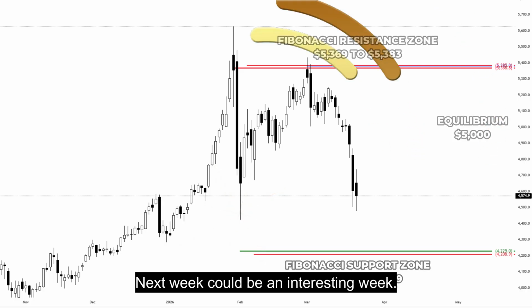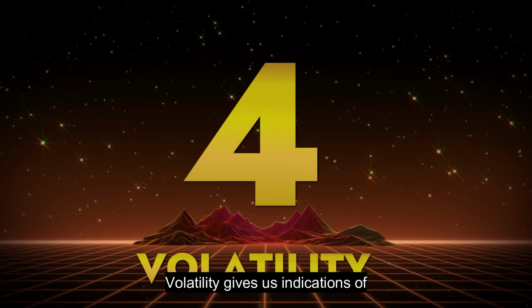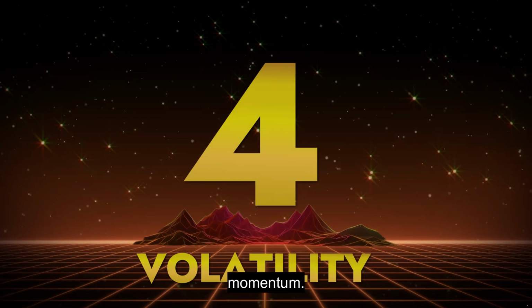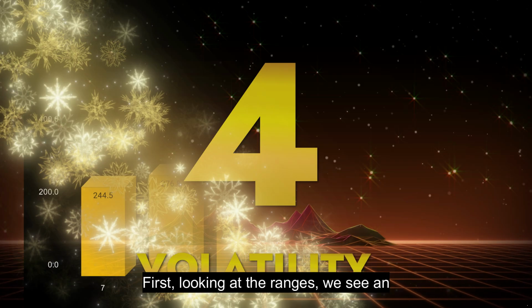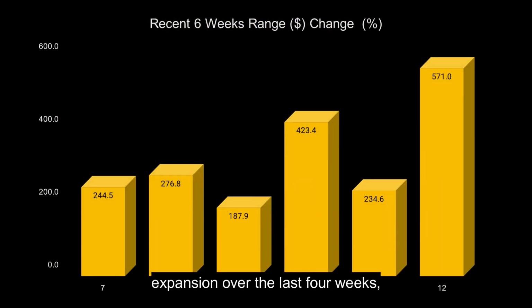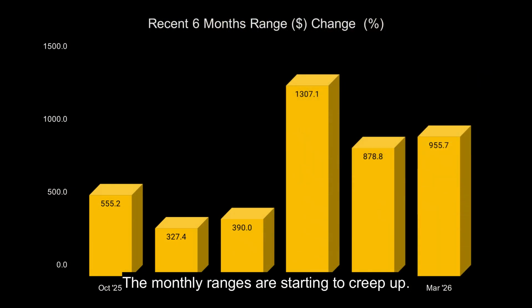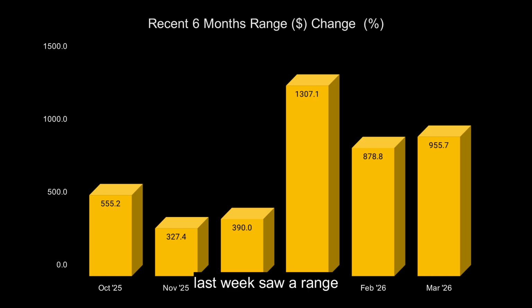Next week could be an interesting week. Volatility gives us indications of momentum. First, looking at the ranges, we see an expansion over the last 4 weeks, ranges of 188, 423, and 235. The monthly ranges are starting to creep up. The prior week was in a range of $879, and last week saw a range of $956.